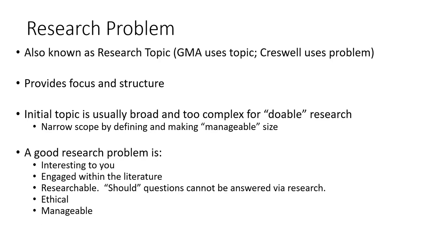So our problem is going to be something that provides us with structure, a little bit of direction. Typically, the initial version that students look at is usually too broad, too complex, not really doable. And so we want to narrow that scope and try and make it a more manageable size. I find that a bulk of 801 and 830 to some extent is really this narrowing process.